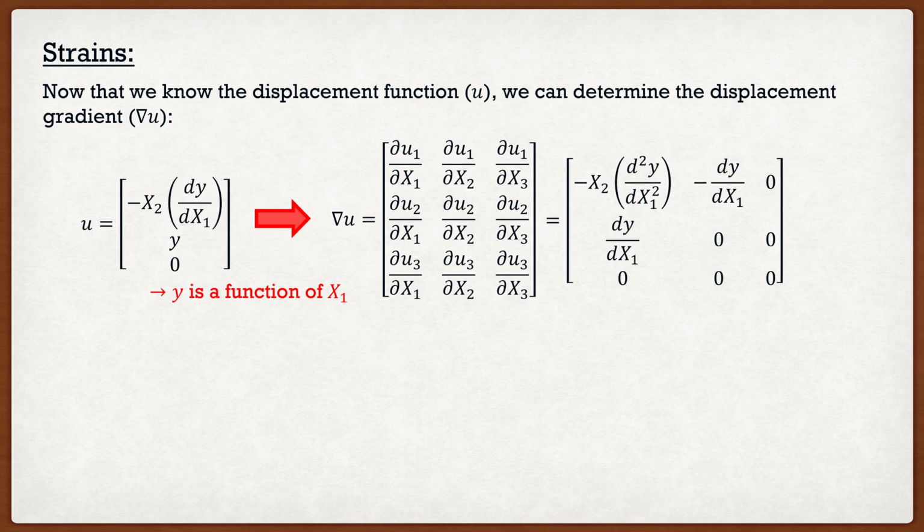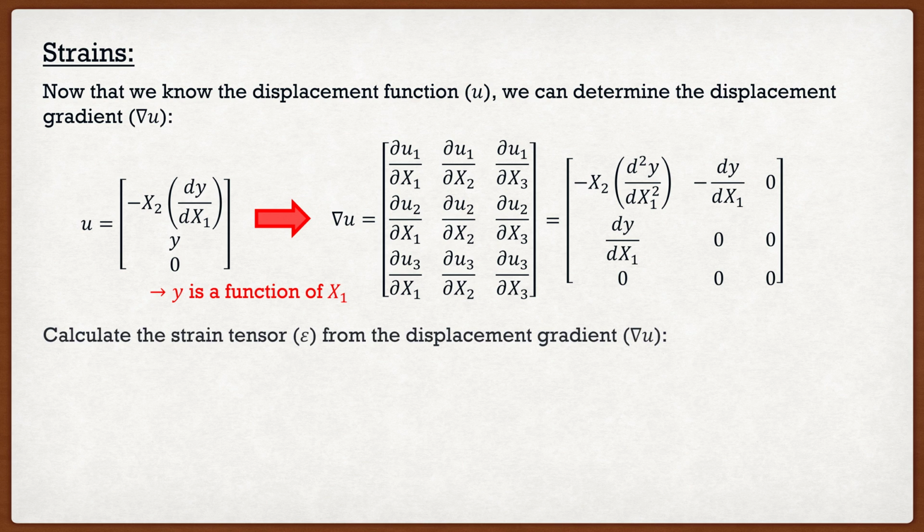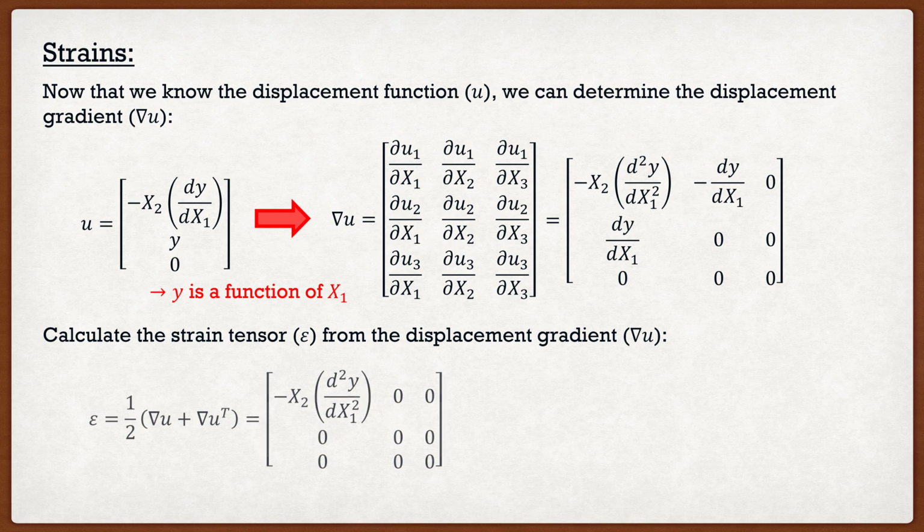And so, we can obtain the following displacement gradient, where the first component is going to be negative x2 multiplied by the second derivative of y. The second component in the first row is negative dy over dx1. And then our other only non-zero component occurs in the second row, first column, where we simply have dy divided by dx1. All right, so this is great because now that we have that displacement gradient, we can find our strain tensor. We have a nice formula for our strain tensor, which is simply 1/2 of nabla-u plus the transpose of nabla-u. And as you can see, we only have one non-zero strain component, which is epsilon 1,1.